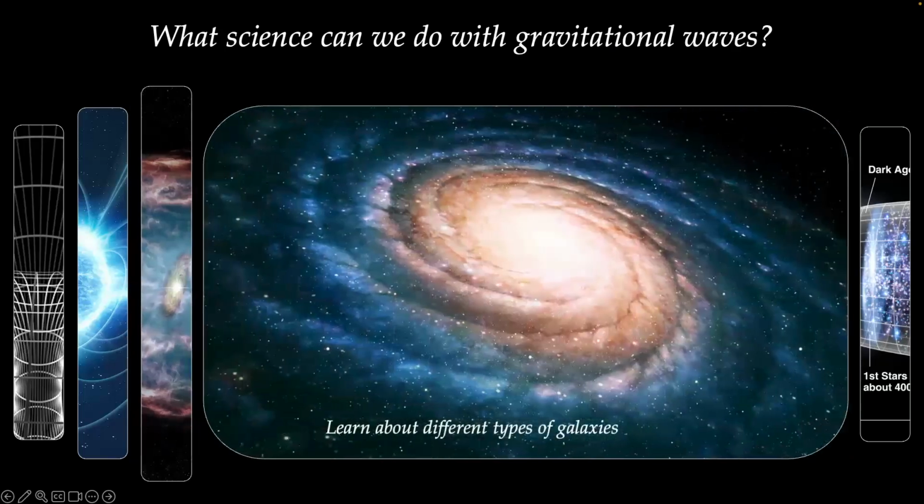Another thing we can learn with gravitational waves is about different types of galaxies. We are special, but the Milky Way is not the only type of galaxy there is. There are other types of galaxies, and there are black holes in all sorts of galaxies. By studying how these black holes work in different galaxies and their associated properties, we're able to learn a lot about the science of galaxies, how much mass they have and how far away they are. So there's a lot of science you can do with galaxies with gravitational waves, and in particular also with how far away they are.